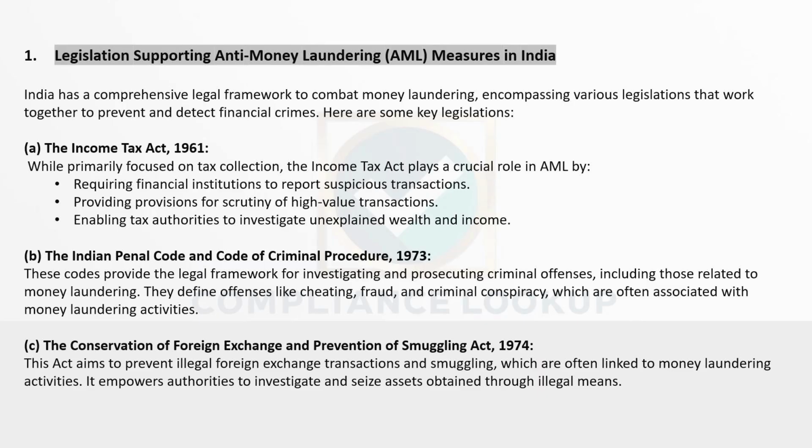2. The Indian Penal Code and Code of Criminal Procedure 1973. The Indian Penal Code, IPC, defines crimes like fraud, cheating, and conspiracy, common elements in money laundering. The Code of Criminal Procedure, CrPC, provides guidelines on how to investigate and prosecute these offences.